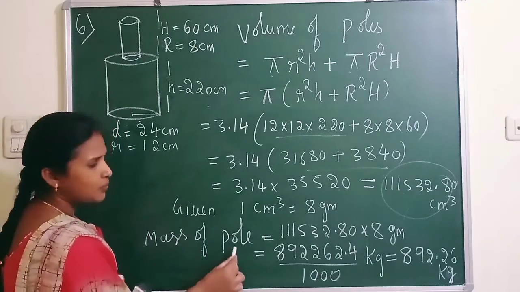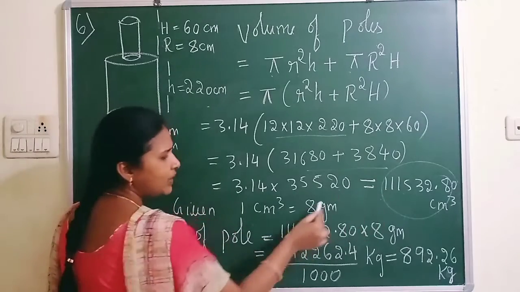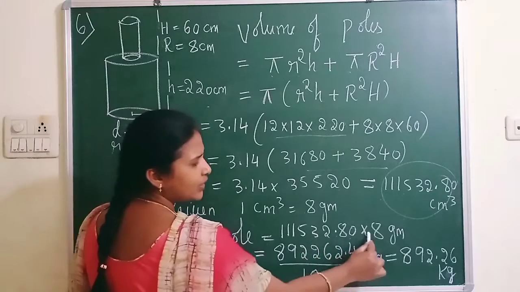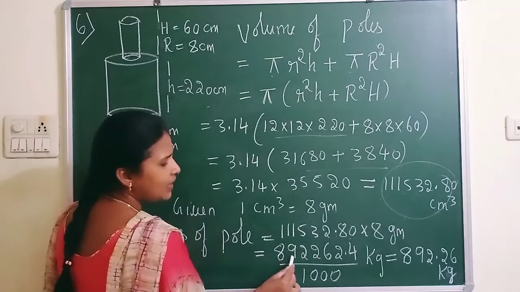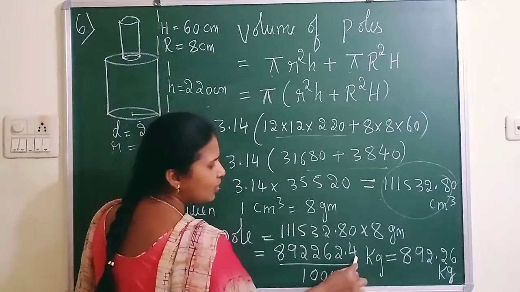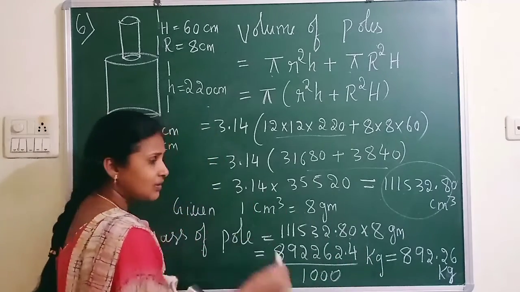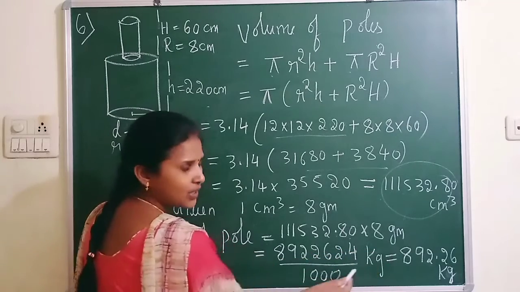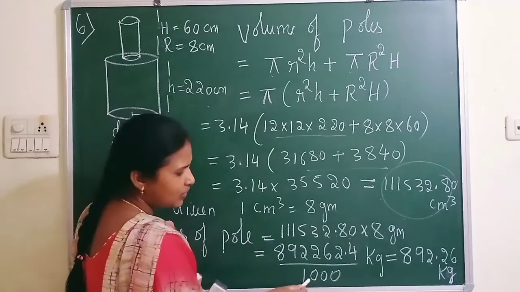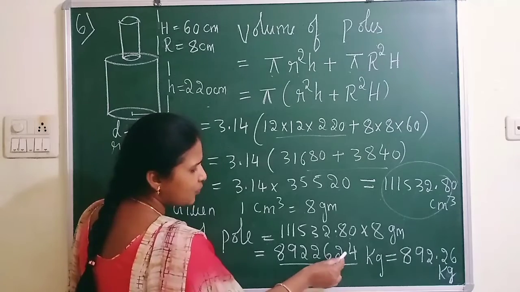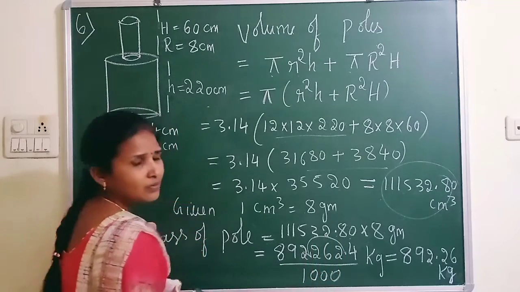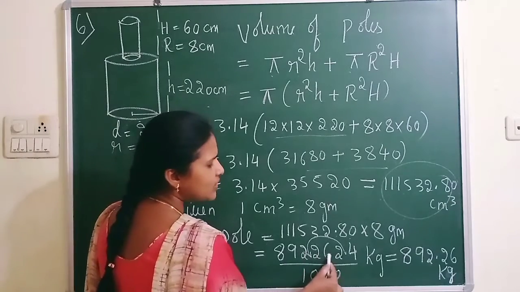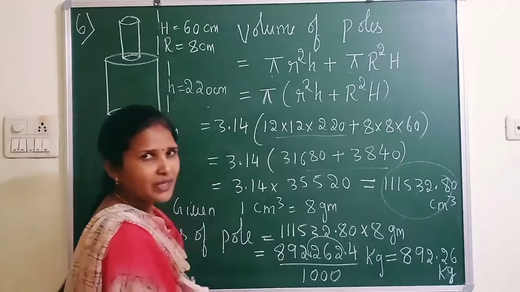So mass of the pole is nothing but volume into 8. So volume is 111532.80 into 8 multiply. We get 892262.4. Till here it is grams, but I am converting into kg. So to convert gram to kg I have to divide by 1000. So when you divide you have 3 zeros here. The point comes before 3 decimals. So it becomes 892.2624. But after 0.2 many decimals no need to write.